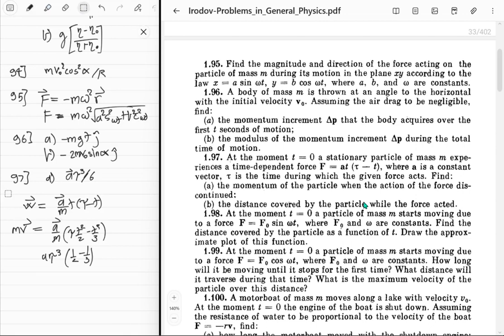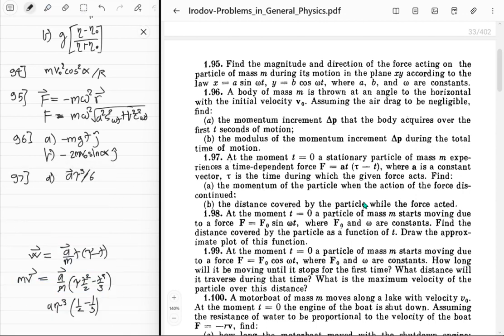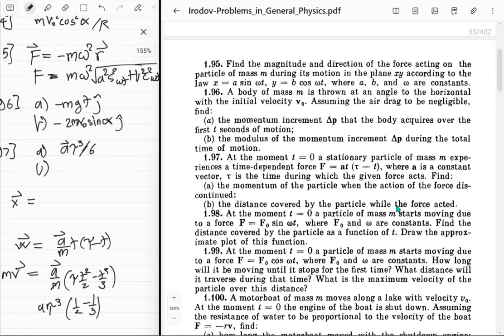Okay, cool. And then what? B is the distance covered by the particle while the force acted. So we can integrate this once again. Just have the x vector as, it's going to be really bad. Okay, just do it. We just have to do it.